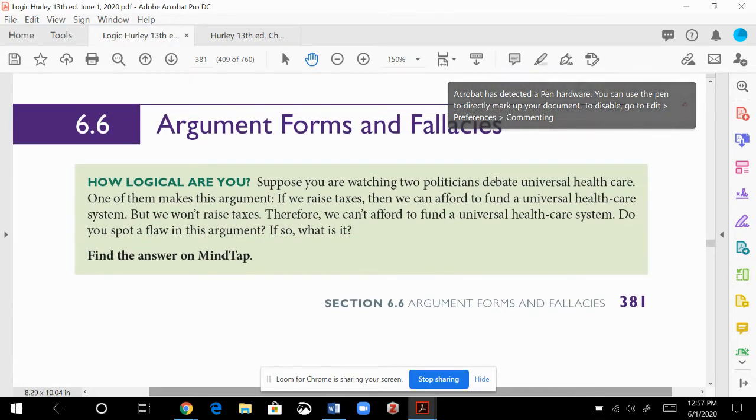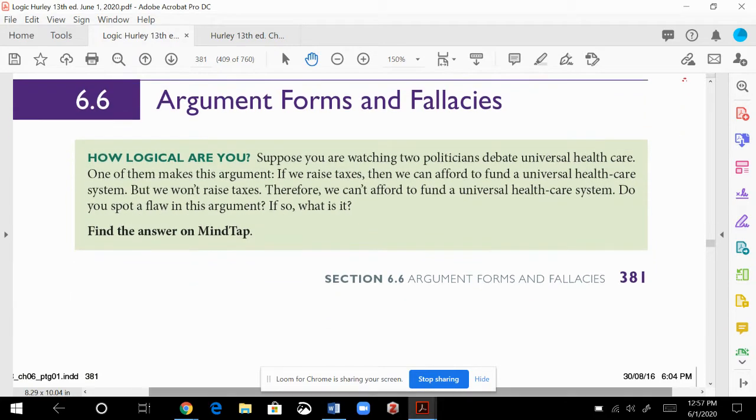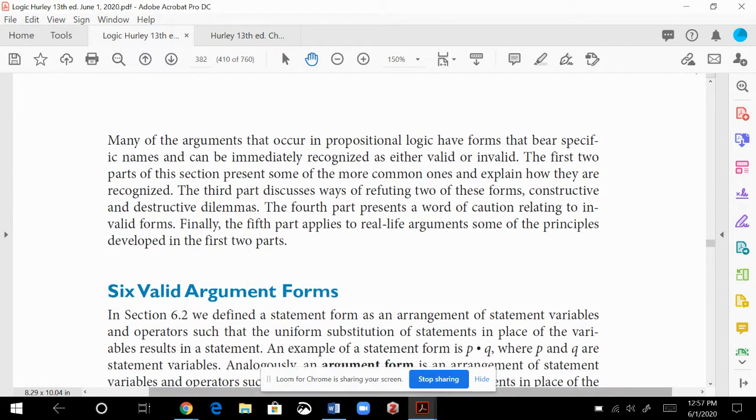This chapter is all about form recognition. You don't have to do any truth tables. You just have to ask yourself, what am I looking at? What form is this argument in? And he gets specific. There are 8 valid forms and 2 invalid forms, and I'll go over all those.